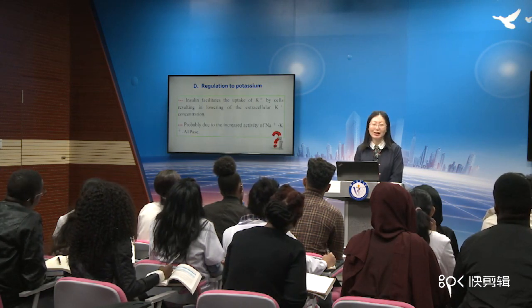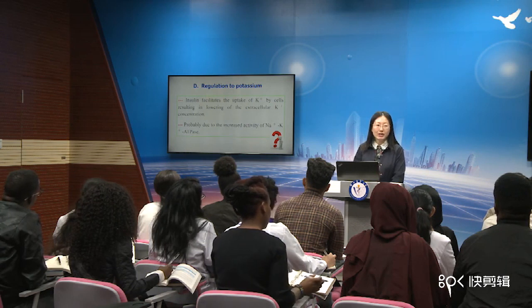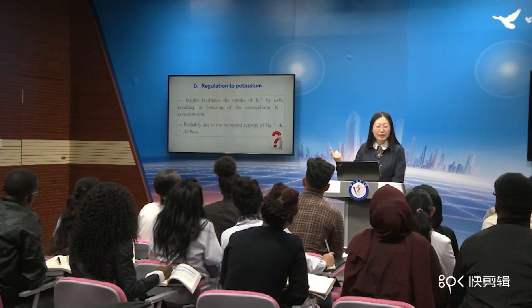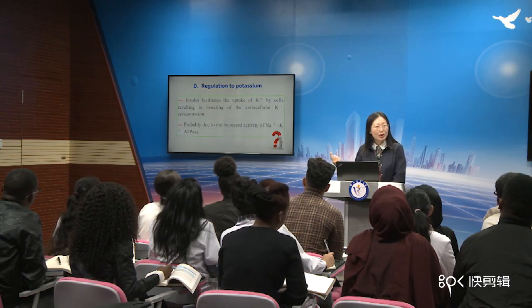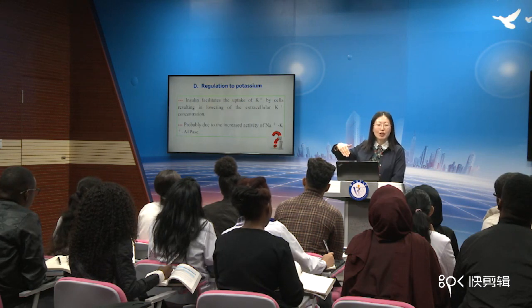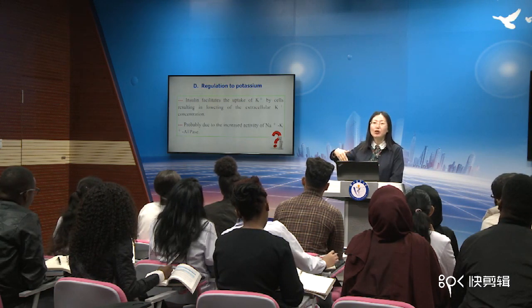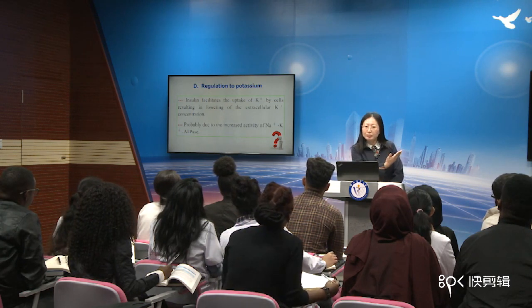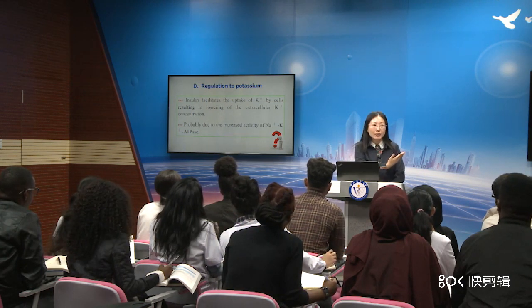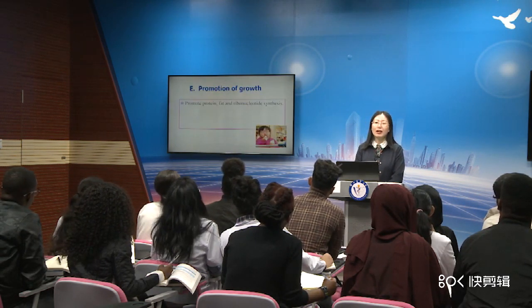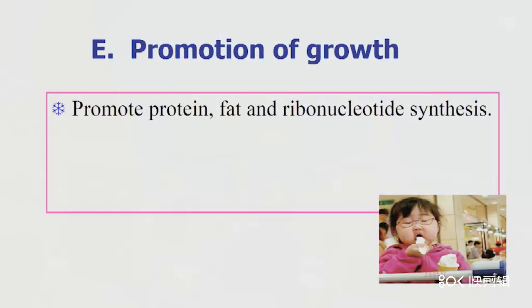So we have a question. If the patients use insulin, it increases intracellular potassium. What's the meaning? It means that it reduces extracellular potassium. That also means later we can use insulin for treatment of hyperkalemia. Yes, excellent, hyperkalemia. The last effect of insulin, it can promote growth.